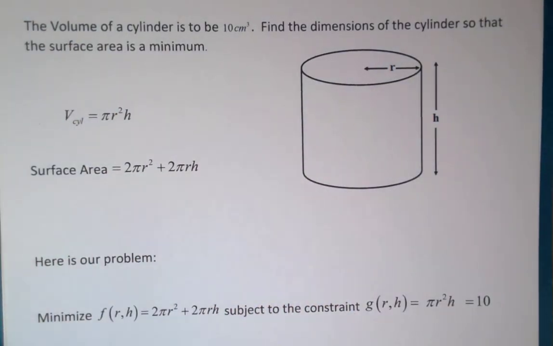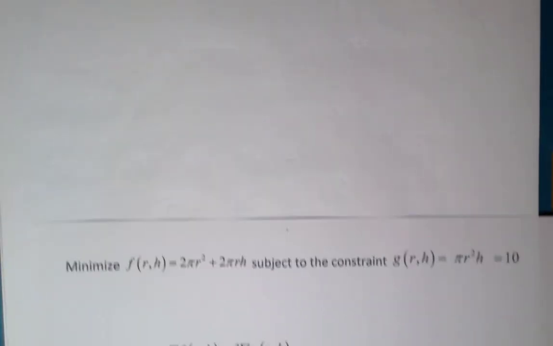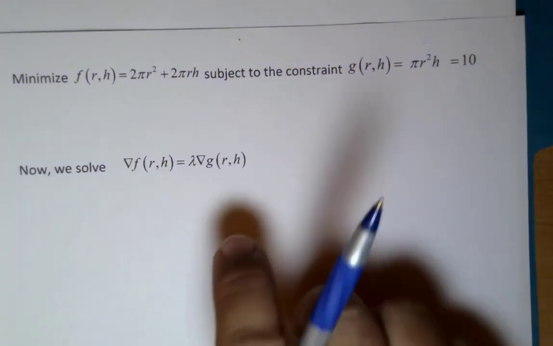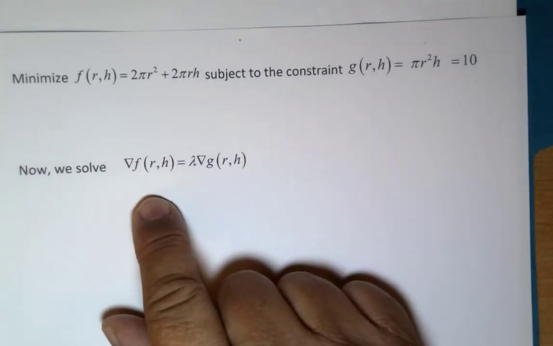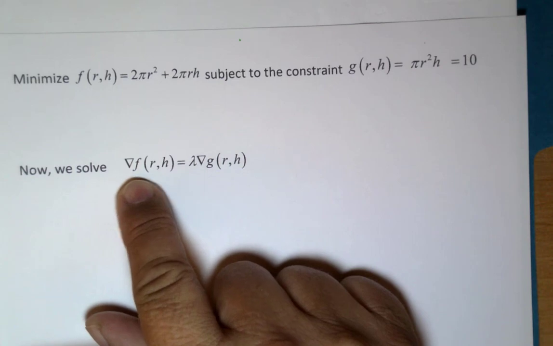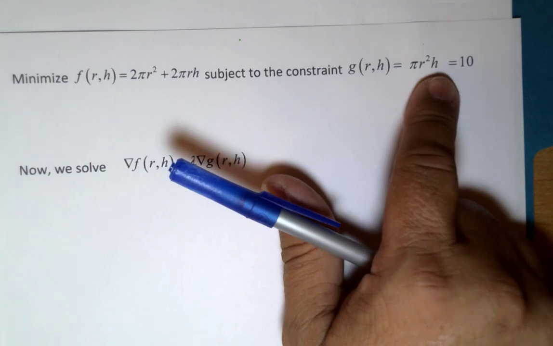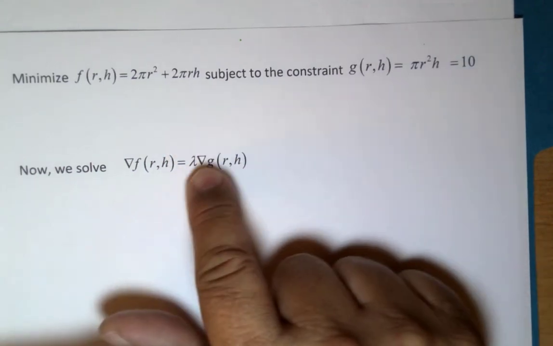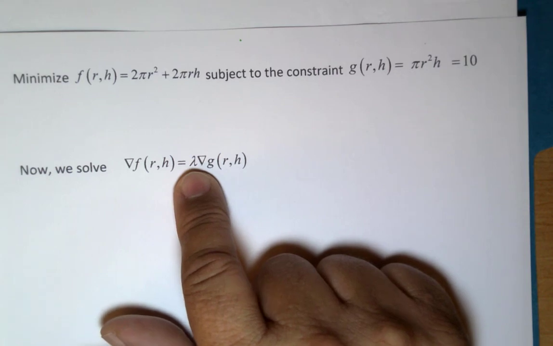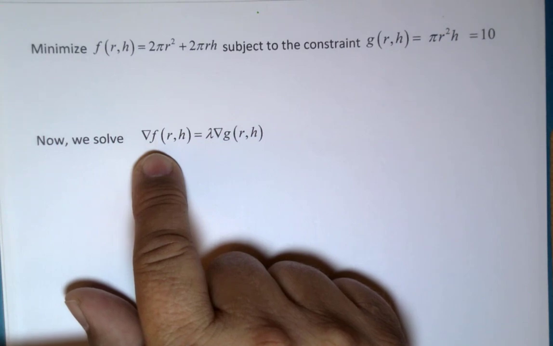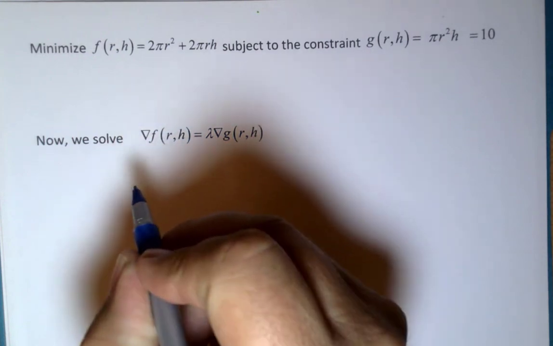So the quote-unquote formula is that the gradient of this multivariable function will be equal to the gradient of this multivariable function multiplied by some scalar or constant, lambda. Now, let's start doing some calculus calculations. The gradient would be the vector.